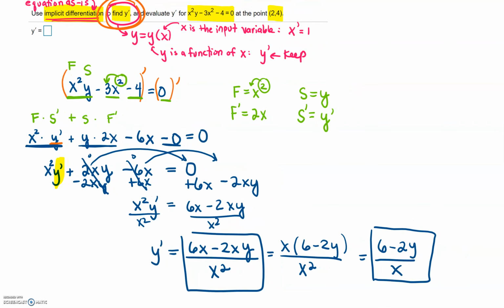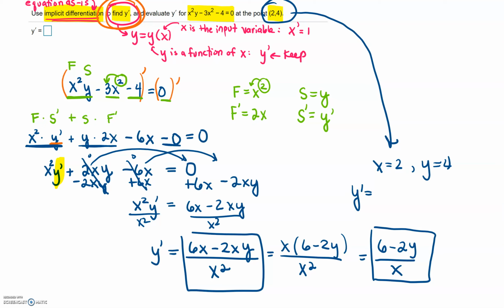But we're told up here we're going to evaluate at this point. We need to plug in x equals 2 and y equals 4. So let's go ahead and do that. So we found y prime. That was one step. Now we plug some stuff in. So what is the derivative under these conditions? I just have 6 minus 2 times y, which is a 4. And then we're dividing by x, which is a 2. So that'd give me 6 minus 8 over 2. That's negative 2 over 2, which gives me a negative 1. So that's what y prime is equal to under those conditions.